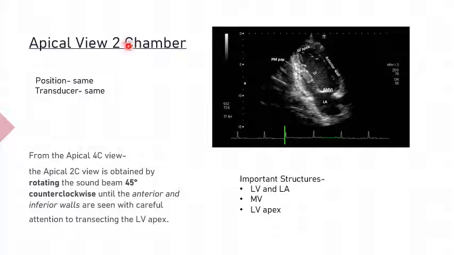The next one we usually go for is the 2-chamber. You'll have the patient in the same position, same place for the transducer, but you're going to rotate 45 degrees counterclockwise until you see the left ventricle come in like this. If you get a good one, you can even see the anterior wall, but mostly you'll see the left ventricle, left atrium, mitral valve here, and papillary muscles here.